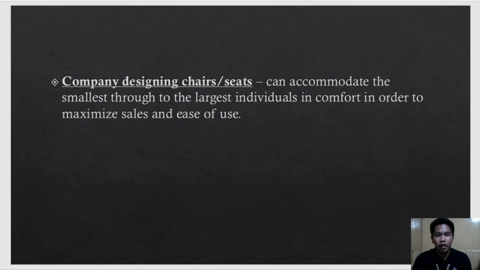Next is the company designing chairs or seats. It can accommodate the smallest through to the largest individuals in comfort in order to maximize sales and ease of use. So as we can see, the word comfort is usually there because the purpose of ergonomic designs or ergonomic products must give comfort to the people using it.